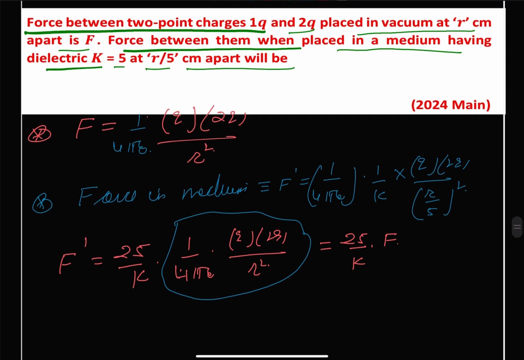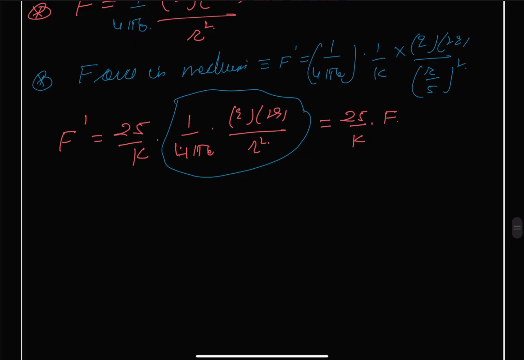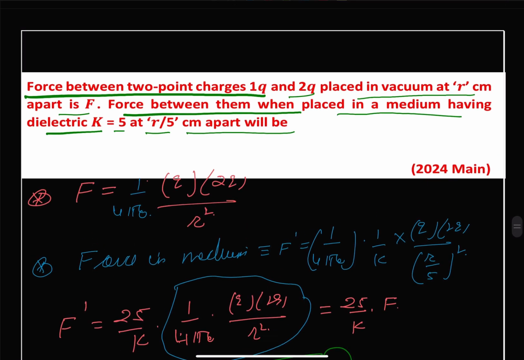And value of K is given as 5. So we can write this as our F prime will be equal to 25 divided by 5 times F. 25 goes by 5. So we get our F prime, that's the force in the medium, is equal to 5 times F. So that comes as 5 times F. Next question.